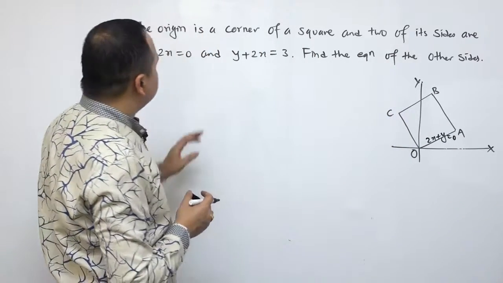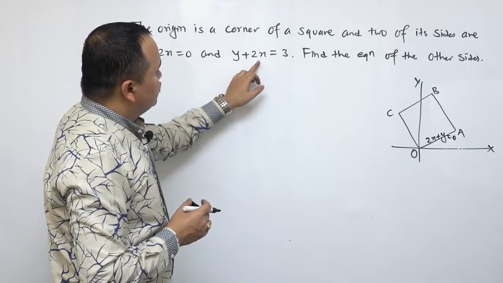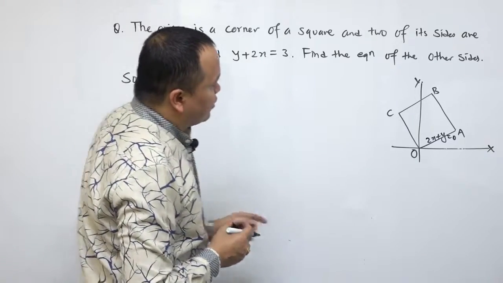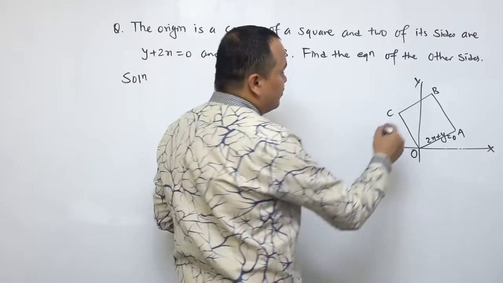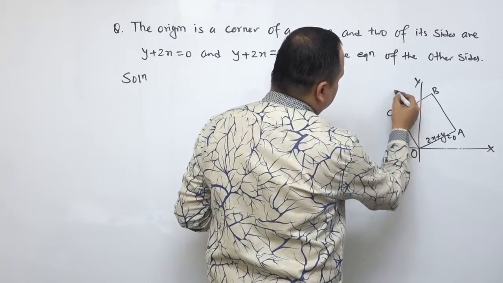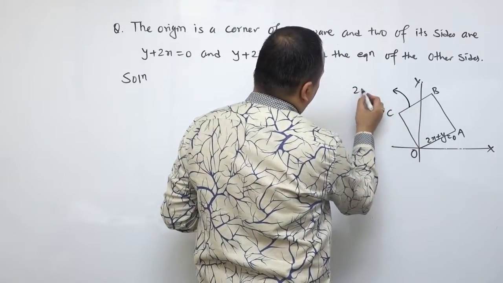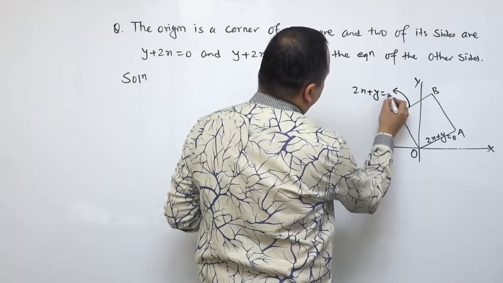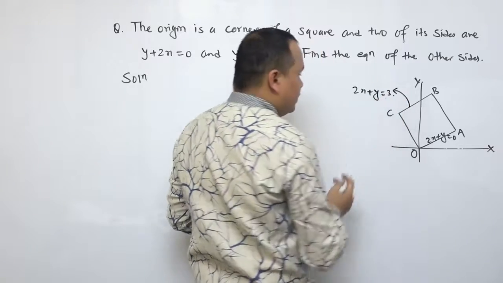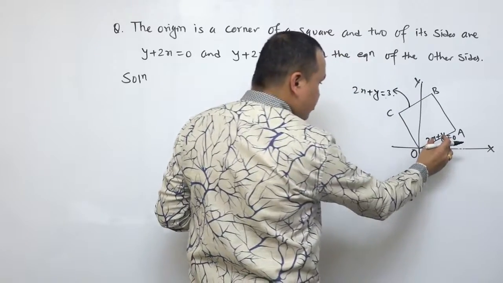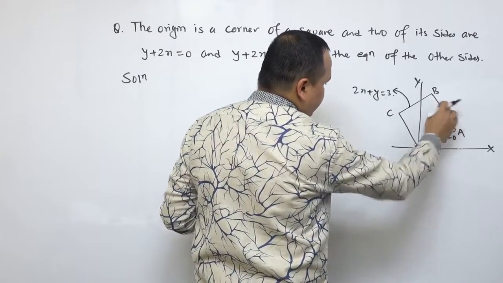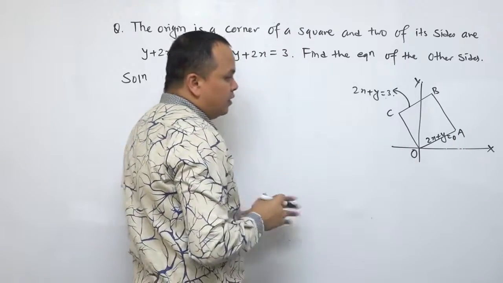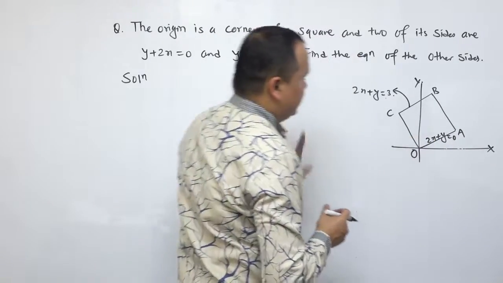Similarly, y plus 2x is equal to 3 is parallel to 2x plus y is equal to 0. So, equation of BC is 2x plus y is equal to 3. If we took 2x plus y is equal to 0 as OC, then this equation would have to be AB. Now, we need to find equation of OC and AB.